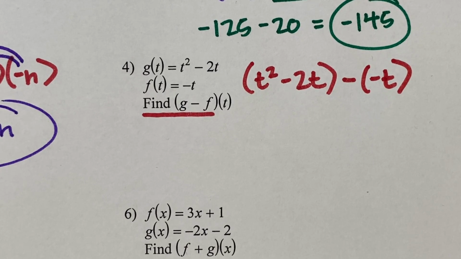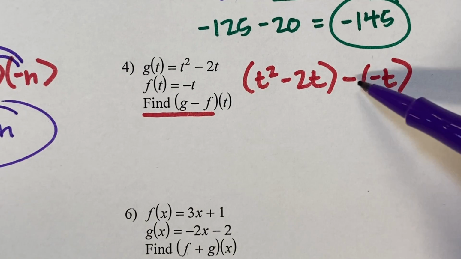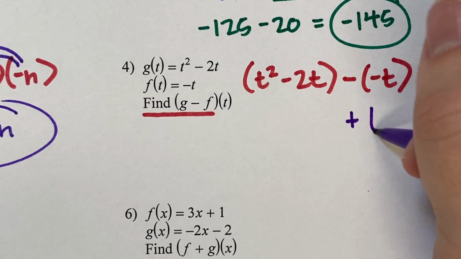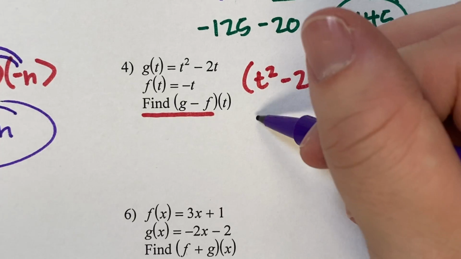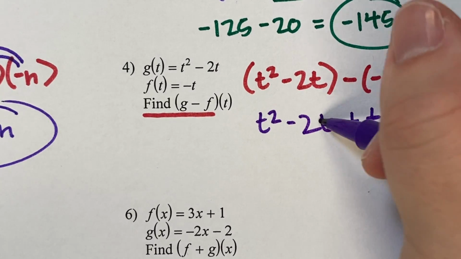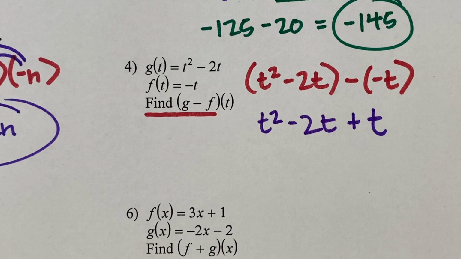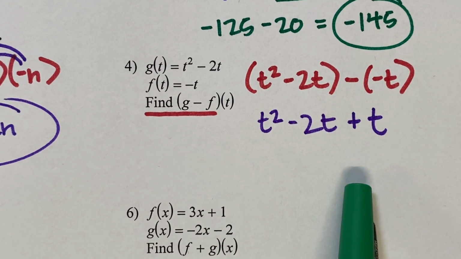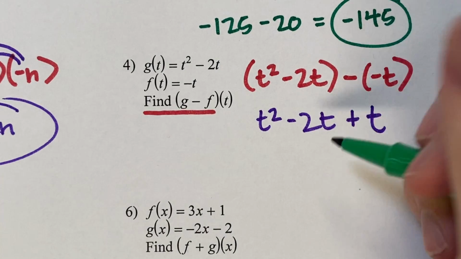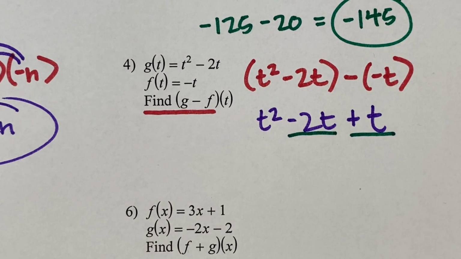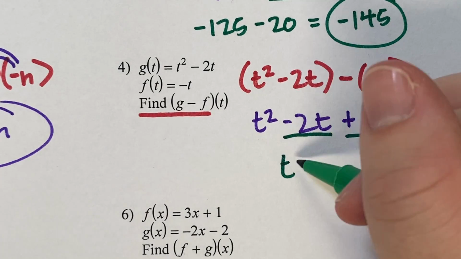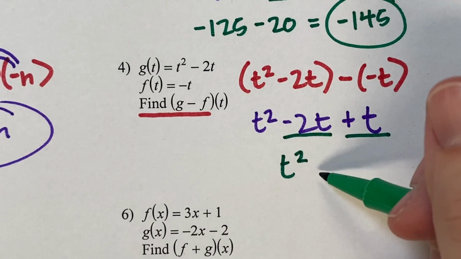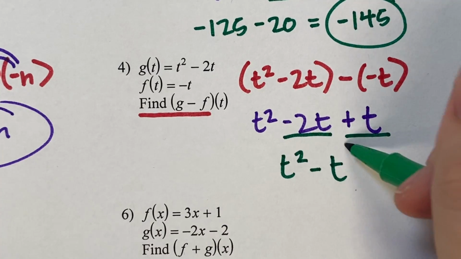Now I see that I have a double negative here, so this is actually going to turn into a positive t. There's nothing I need to distribute or multiply, so I can just get rid of the parentheses. Again, my very last step is to see if I have any like terms to combine. Here my two like terms are negative 2t and plus 1t, because they both have t to the first power. So we have t squared, and negative 2 plus 1 gives me negative 1, or just negative t.